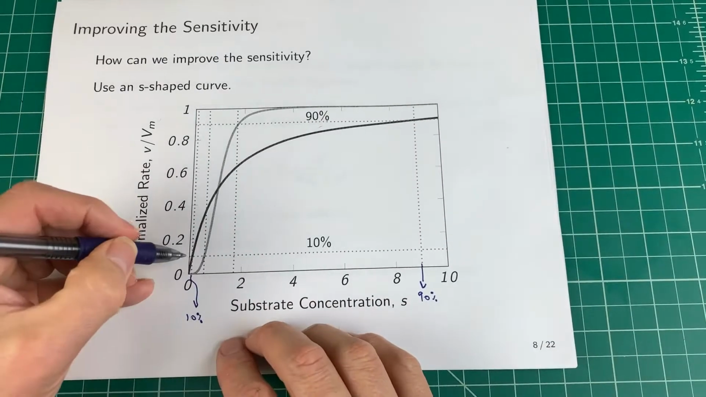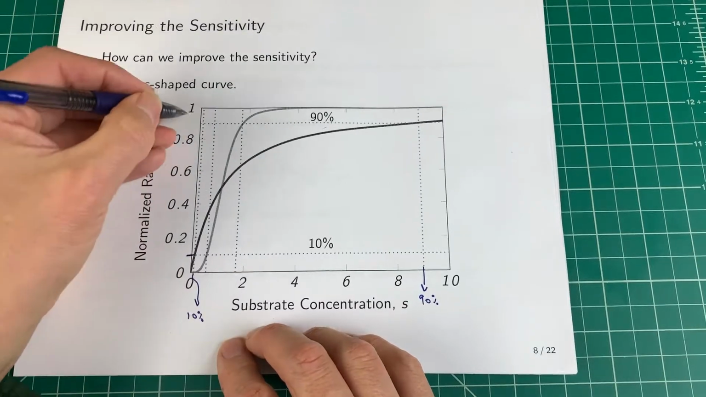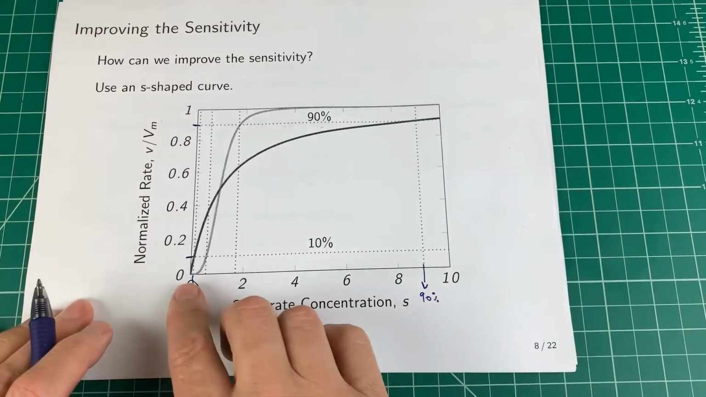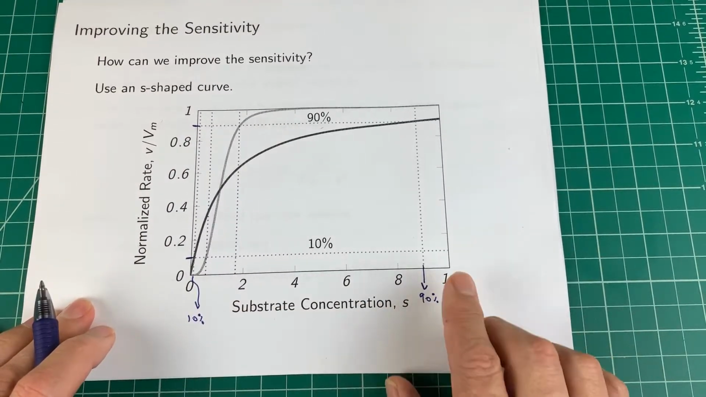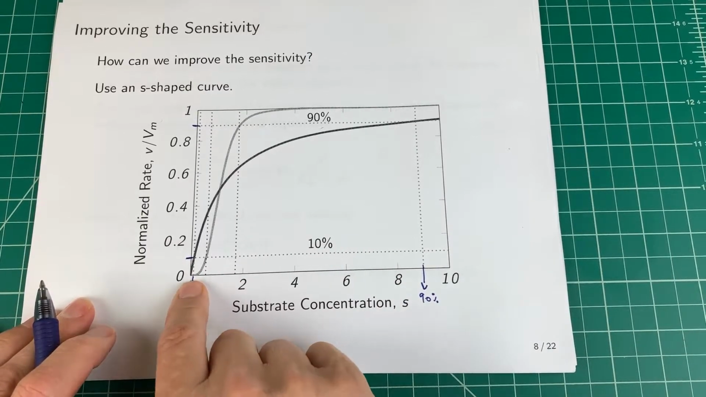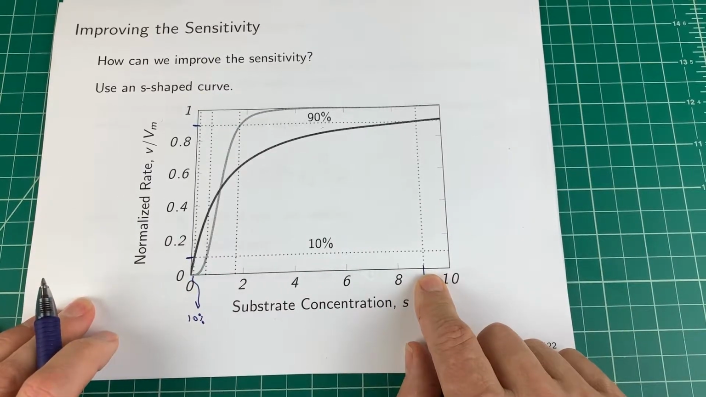So in order to go from, and remember this is 10% here, this is 90% here, so in order to go from here to here, I have to multiply the substrate concentration here 81 times.